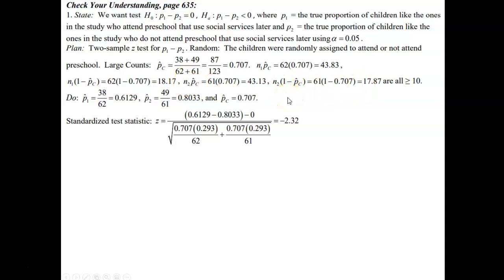All of them are greater than 10. And yes, that is very annoying to have to write out, but you have to write it out. So now we're on the do stage. So here's our three proportions. We have P1 hat, P2 hat, and the combined proportion.